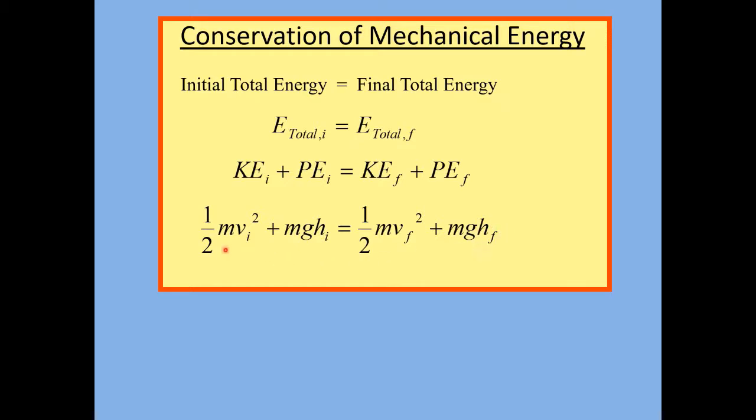Now, when we do problems, some of these terms may be set to 0. In other words, if the object is not initially moving, then this term here is 0 because v i would be 0, and we can just cross it out. Likewise, if the object in the final state has no height, if it's still sitting on the ground, then h final would be 0, and this term can be ignored. So even though this equation looks kind of messy, with 4 terms, we don't always use all 4 of these terms, and you'll see that when we work through some examples next.